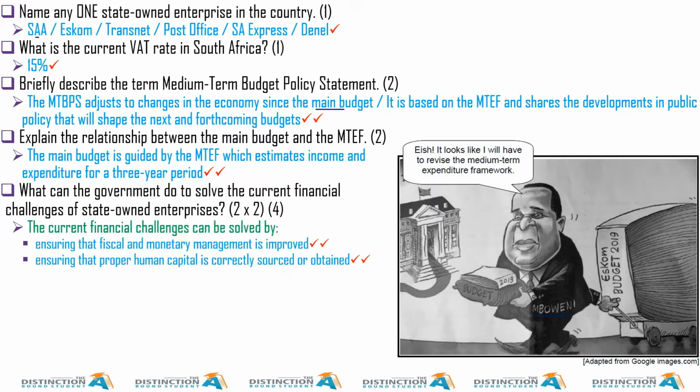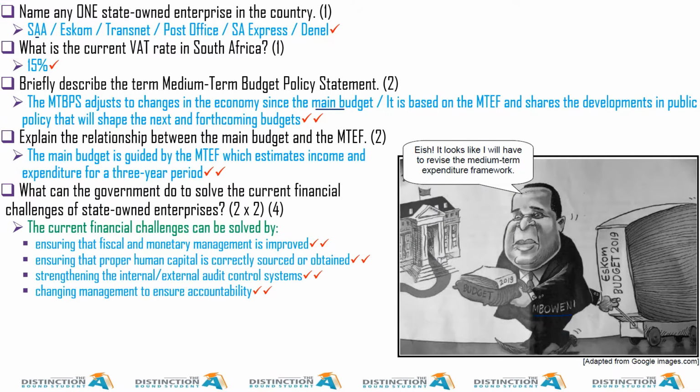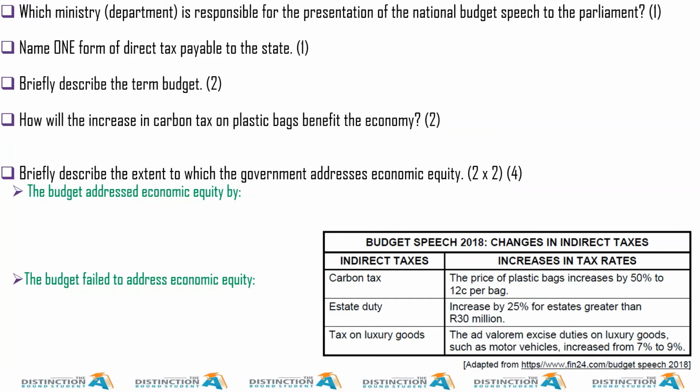The next point I have here is ensuring that proper human capital is correctly sourced or obtained. That means the people that are going to be working have to be correctly sourced and obtained. That means hiring them and also training them. Strengthening the internal or external audit control systems, changing management to ensure accountability. And we all know that accountability is one of the major problems that government has. All right, let's move on to the next one.